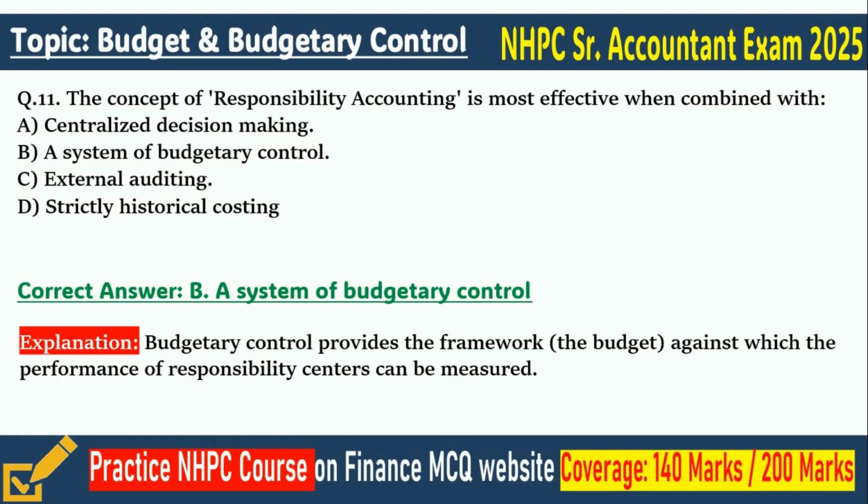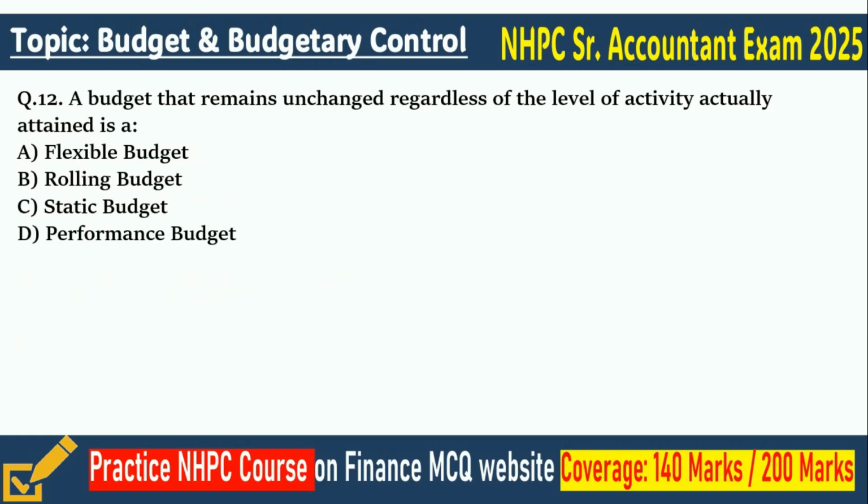Budgetary control provides a framework, the budget against which the performance of responsibility centers can be measured. Moving on, friends, next question. A budget that remains unchanged regardless of the level of activity actually attained is called a option A, flexible budget, option B, rolling budget, option C, static budget, and option D, performance budget.